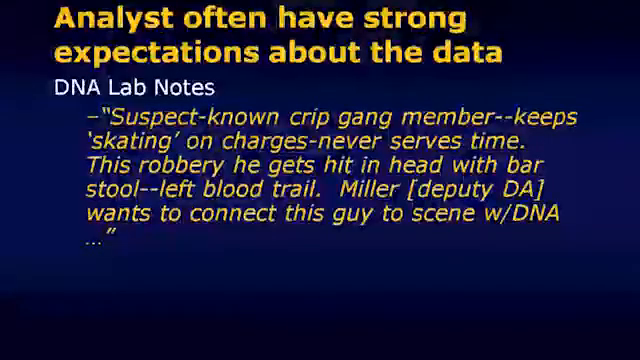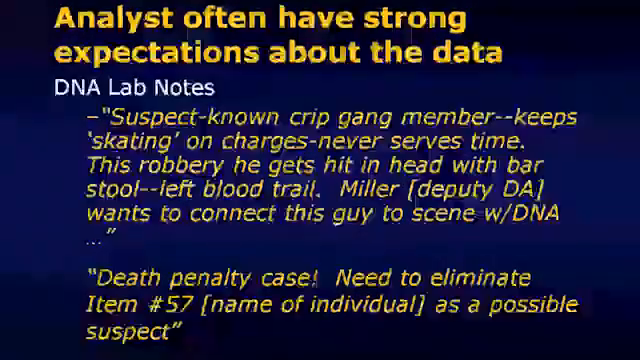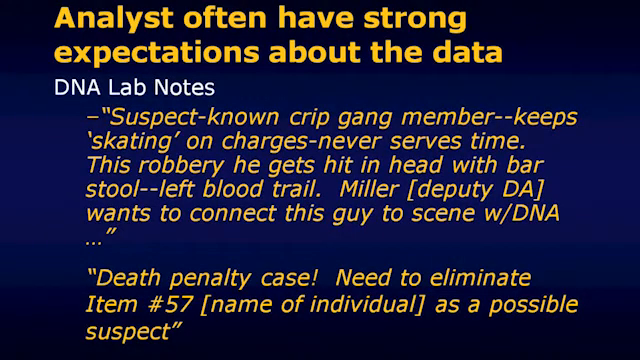Let me draw your attention back to the slide, because there's actually more to the notes here that I want you to see. A little further down on the same page, the analyst has written this down as well. This is a death penalty case. Obviously needs some special attention. They need to eliminate item number 57, the reference from another individual as a possible suspect in the case. Why? Well, surely you don't want to include 57 as a possible contributor to the evidence sample. That individual might get executed if you make a wrong inclusion of his DNA.